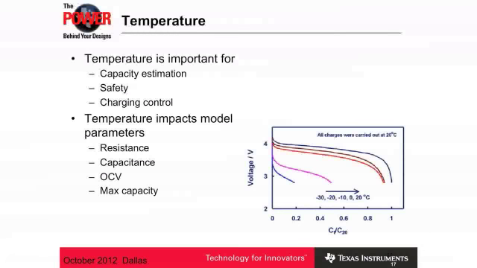Temperature. Temperature measurement is always part of a battery monitoring system, any battery monitoring system. It's really, really important for capacity estimation, safety. A cell that's running away in temperature is not a safe cell. Charging control, we have new standards from Japan called JADA, where charging voltage and current are based on the temperature. Temperature impacts all these parameters, the resistance especially, but also the capacitance, the open circuit voltage, and the max capacity.